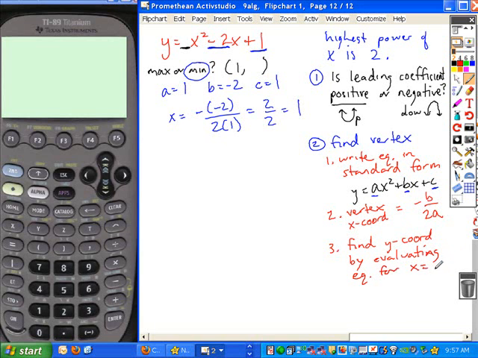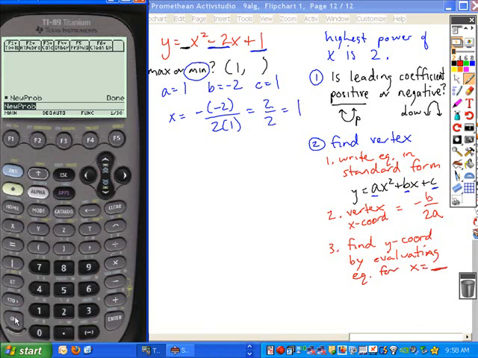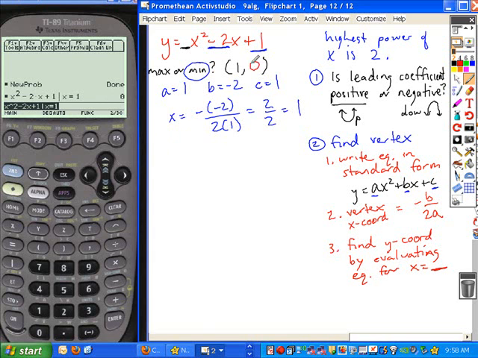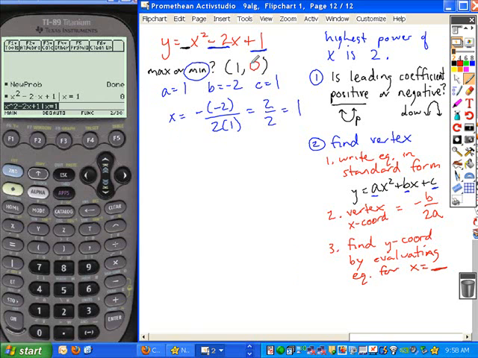Okay, whatever you find it to be, you're going to plug that back into your original equation. So again, we can use our calculators here. If we took x squared minus 2x plus 1, and we wanted to evaluate it with x equaling 1, we get our y-coordinate to be 0. So our vertex is going to be at the point 1, 0.